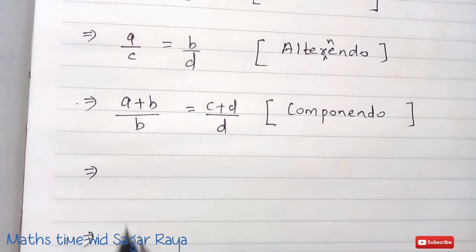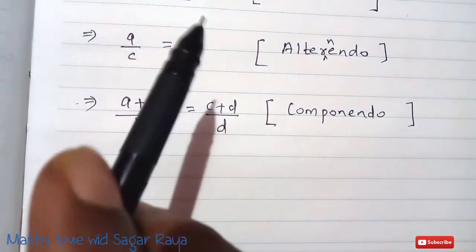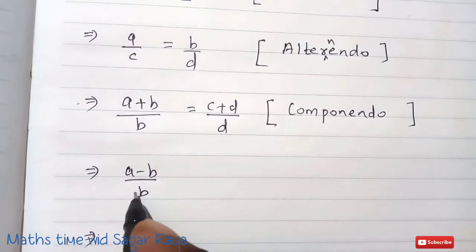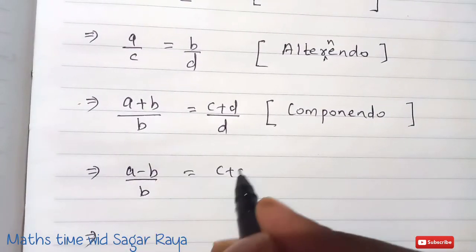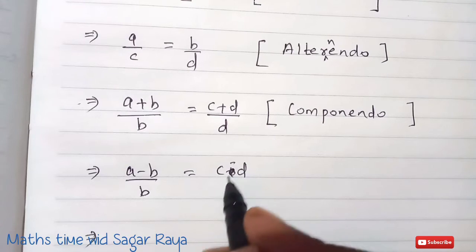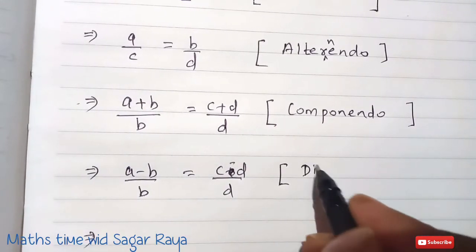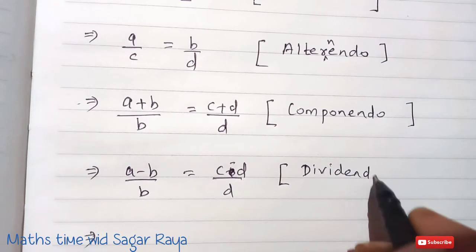And then similarly, if a by b is equal to c by d, then (a minus b) by b is equal to (c minus d) by d, and this relation is known as dividendo.